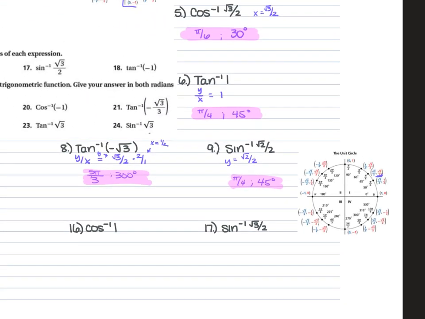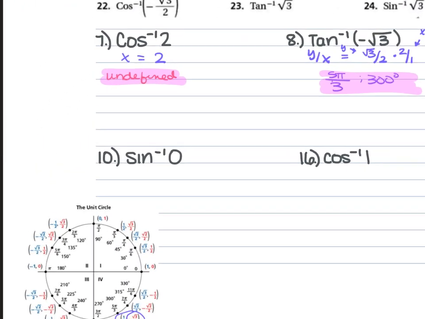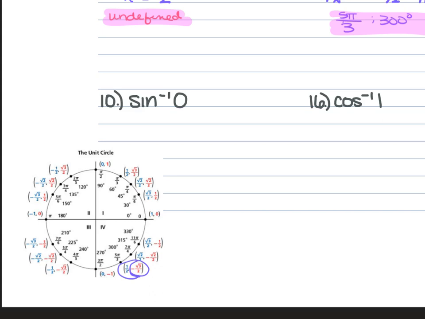For 10, we are given the inverse of sine of 0. So where is y 0? Y is 0 here. So we are going to be at 0 degrees. And 0 degrees is the same thing as 0 radians. So you're just giving 0 and 0 degrees.